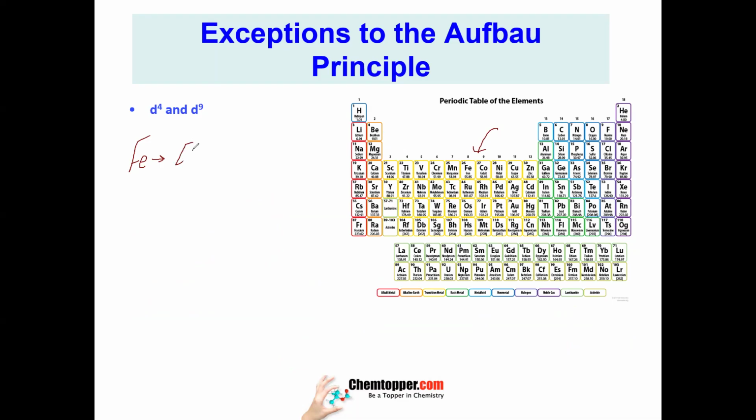Argon 4s2 3d6. That's the configuration, right? Of the Fe. Which one is the outermost shell, children? The valence shell of Fe. What is the valence shell? Valence shell is the one with the highest principal quantum number.